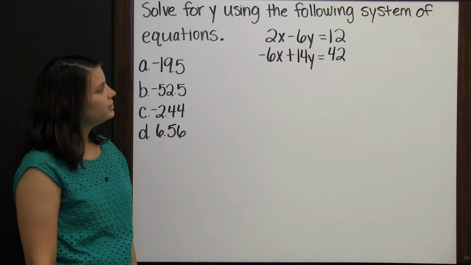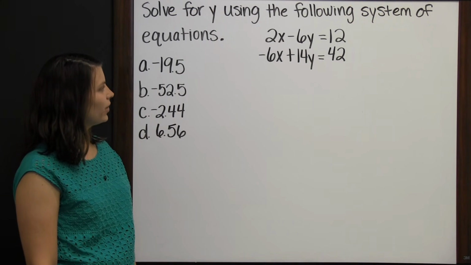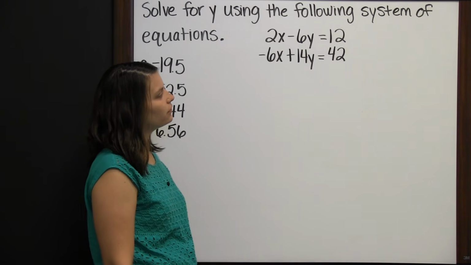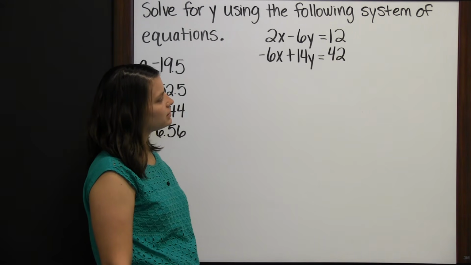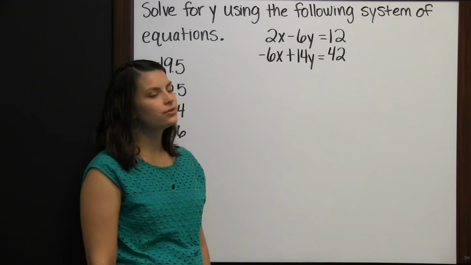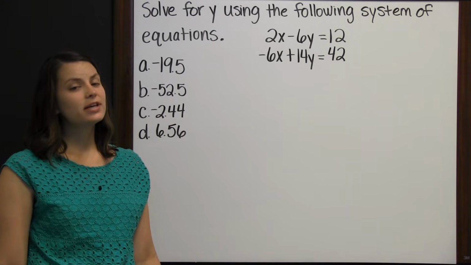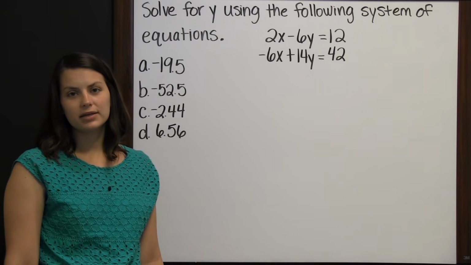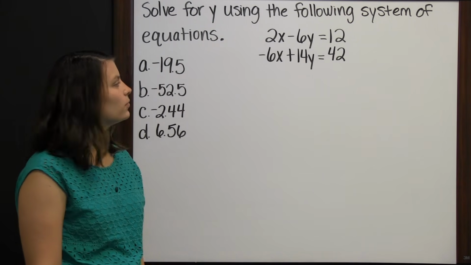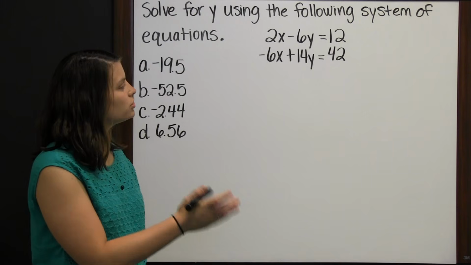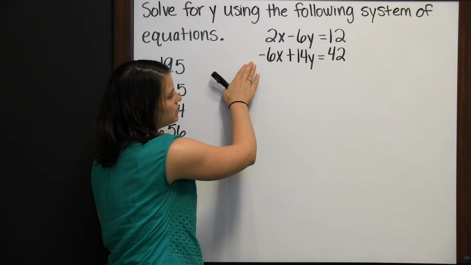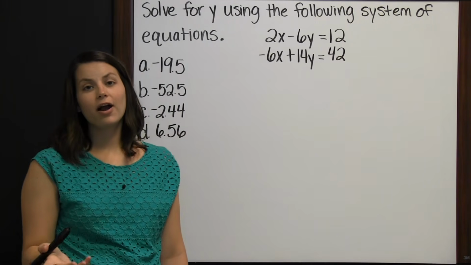Solve for y using the following system of equations. 2x minus 6y equals 12. Negative 6x plus 4y equals 42. There are several ways to solve a system of equations. What you need to keep in mind is that what you're doing is finding where these two lines intersect on a graph.